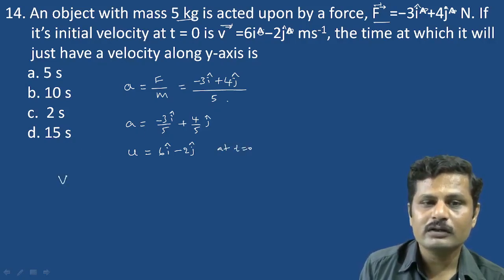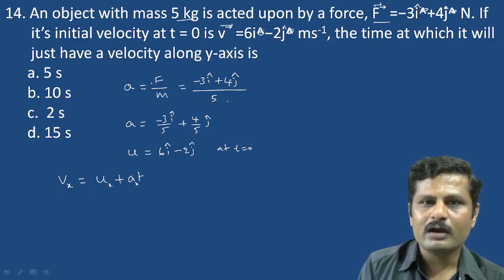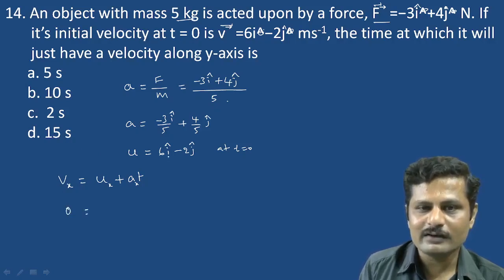As we know, velocity is equal to u plus at. Here we consider the velocity along the x-axis, initial velocity along the x-axis, and acceleration along the x-axis. Since they are asking for the velocity along the y-axis only, the velocity along the x-axis will become 0. The initial velocity along the x-axis, the coefficient of i cap, is 6. So we can write 6 plus a_x, the acceleration along the x-axis, whose coefficient of i cap is minus 3/5, times t.